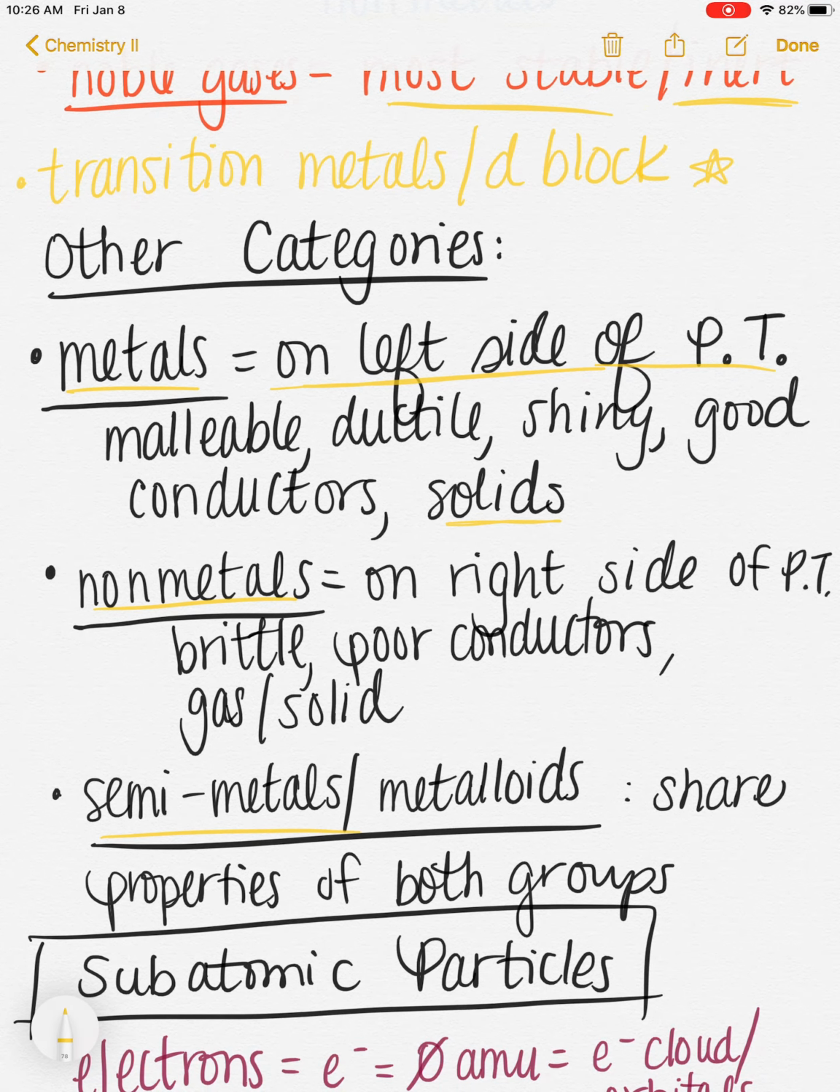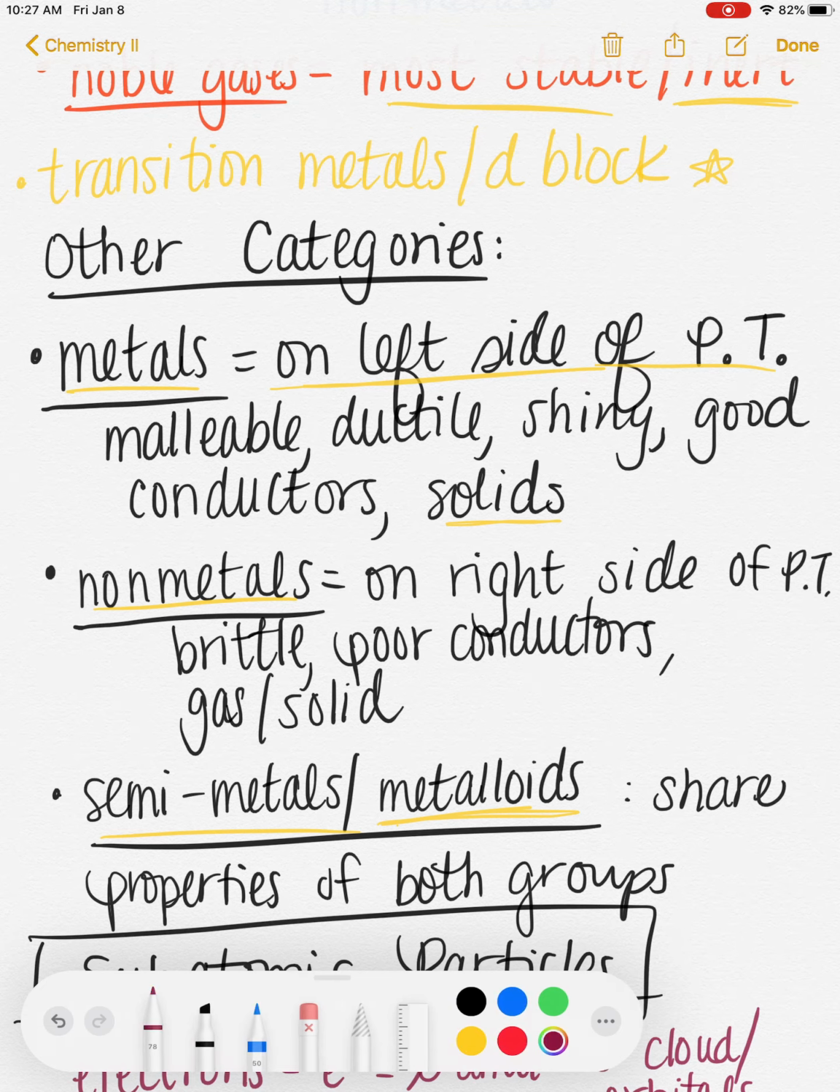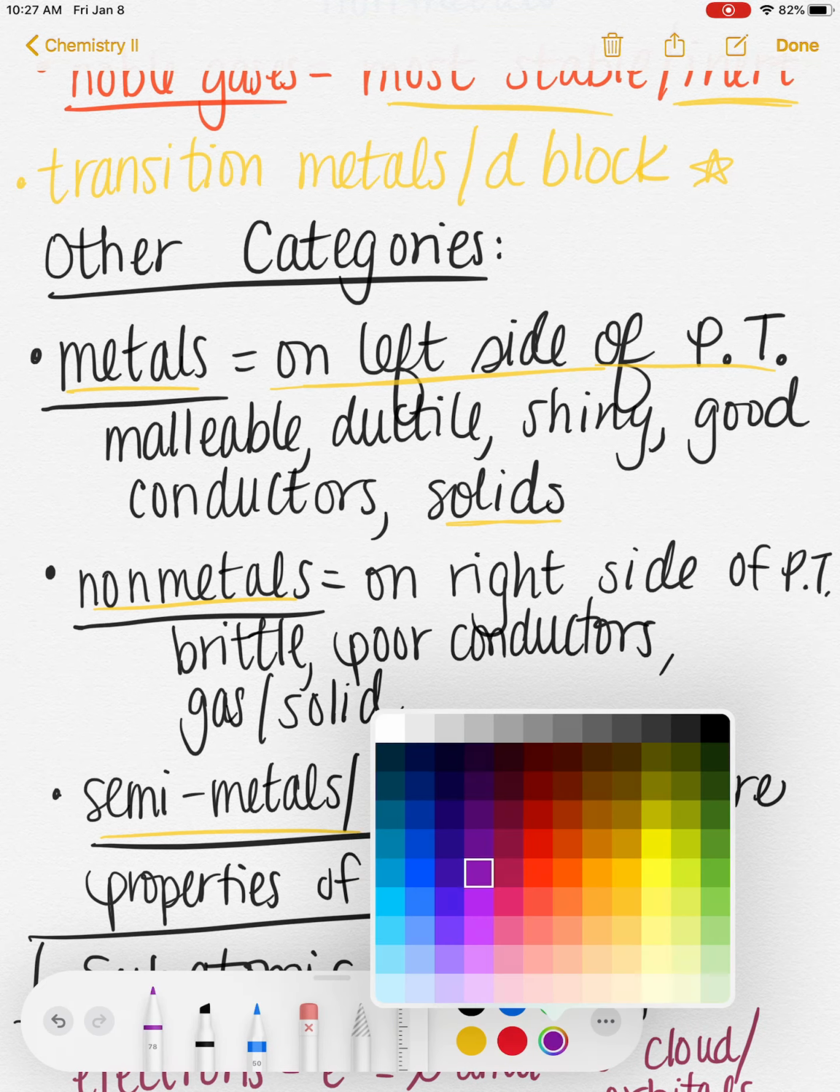Then the third category is the semimetals, which can also be known as the metalloids. These share properties of both metals and nonmetals. They tend to be shiny and look like a metal, but they are very brittle when you strike them. They can be conductors of an electric current when the temperature and conditions are right.